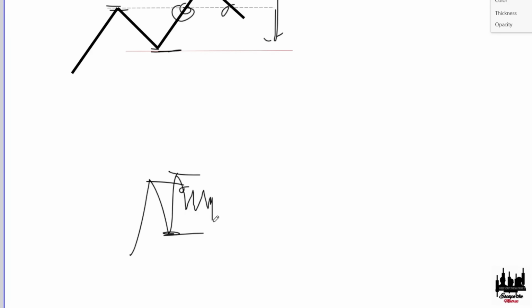Let's say price breaks structure again, comes back into the range. This would be our high, and the lowest low prior to the break would be our low. So this would be our range, and etc., etc.